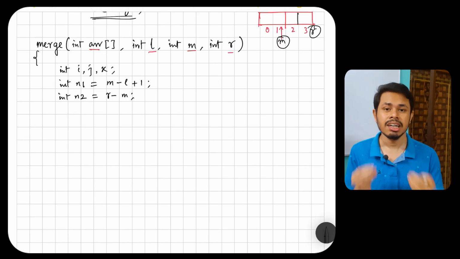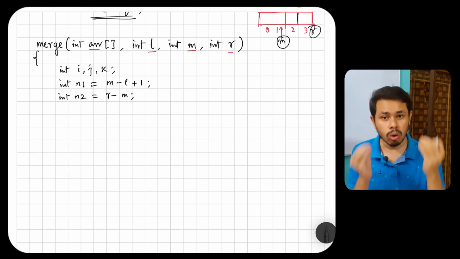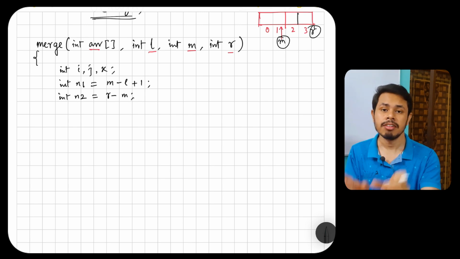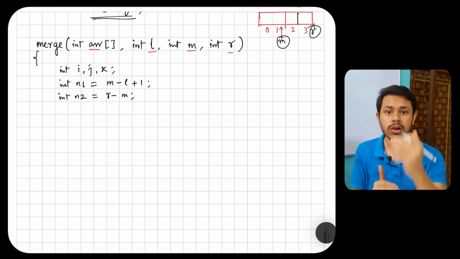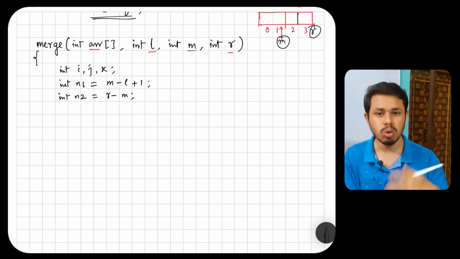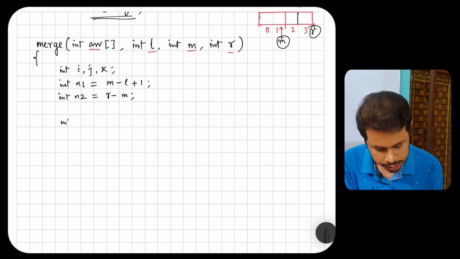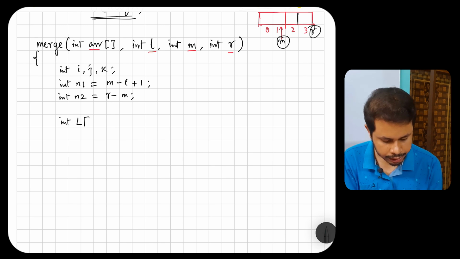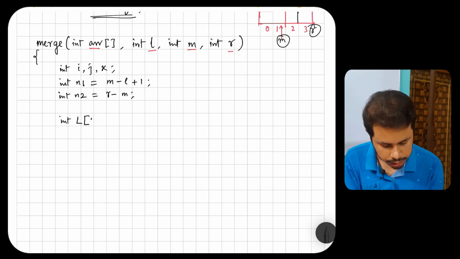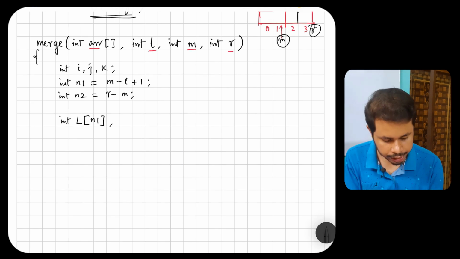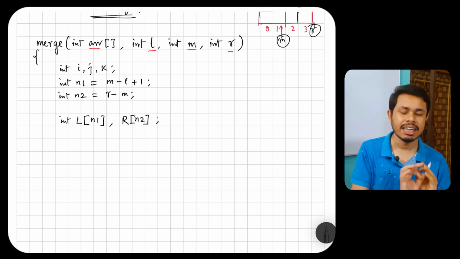Now we have to declare 2 temporary arrays that will hold the elements of the left subarray and right subarray. Why? Because later we will need to modify our existing array. So we need 2 integer arrays to be created. Let's say int L, and how many elements does the left subarray contain? We already got n1, so L of n1, and a right array R which will contain n2 elements, right? So we are declaring these 2 arrays.